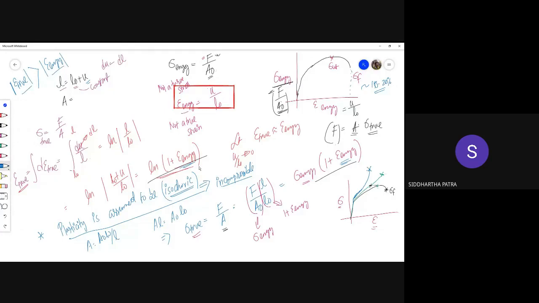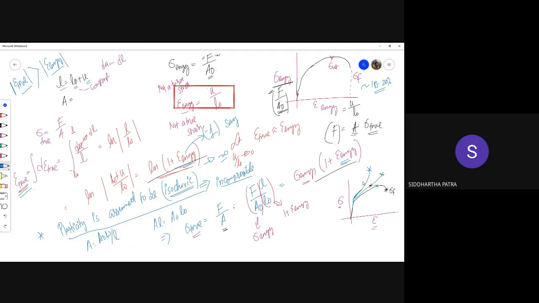The point being, let's say epsilon engineering is 1. That is -1 in compression. If it is -1, then ln of 1 minus 1 would tend to minus infinity, and that would be your true strain. That means you are able to compress the bar entirely. There is no volume left. So in that case, the true strain would be infinite.